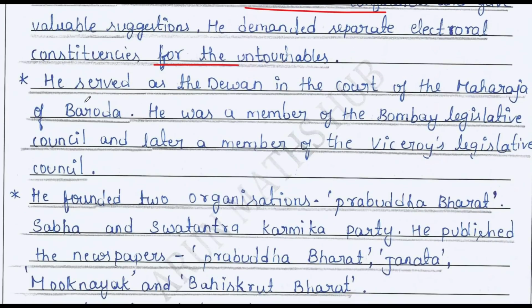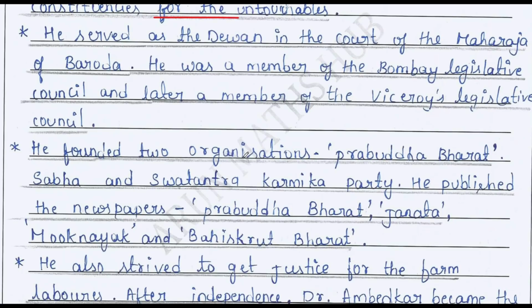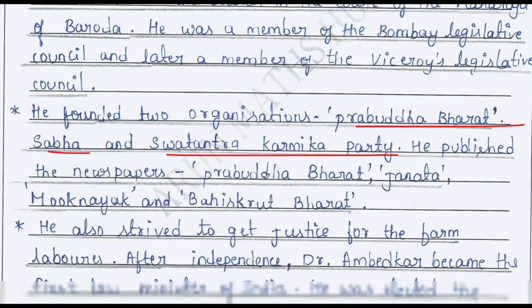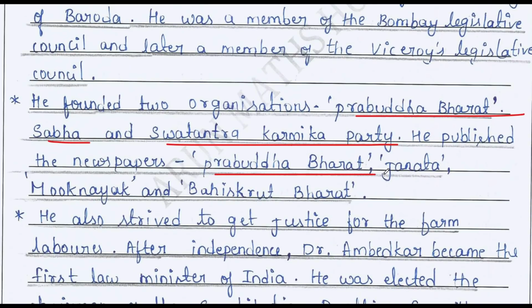He served as the Diwan in the court of the Maharaja of Baroda. He was a member of the Bombay Legislative Council, later a member of the Viceroy's Legislative Council. He founded two organizations, Prabuddha Bharat Sabha and Swatantra Karmika Party. He published the newspapers Prabuddha Bharat, Janata, Mooknayak and Bahishkrit Bharat.